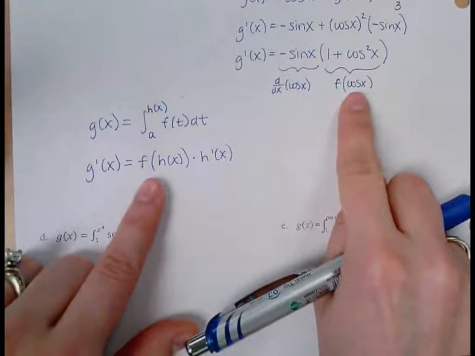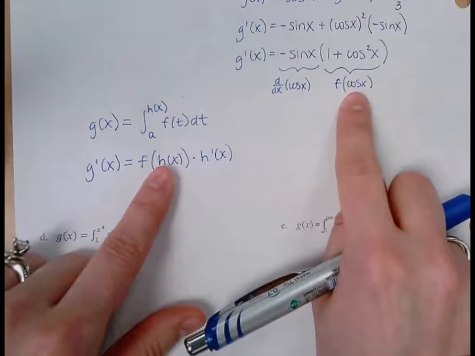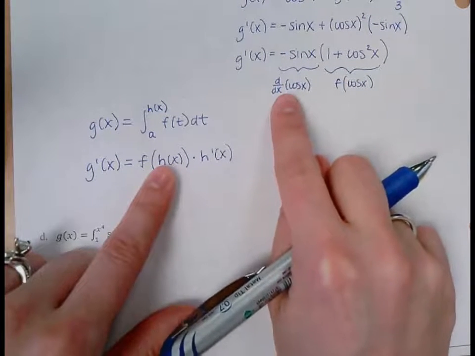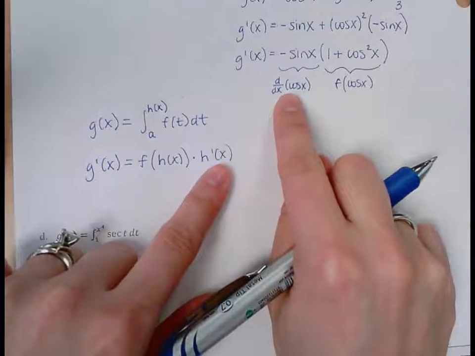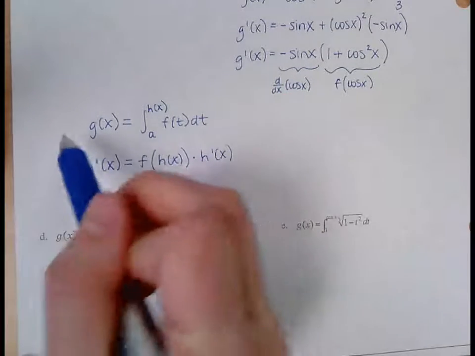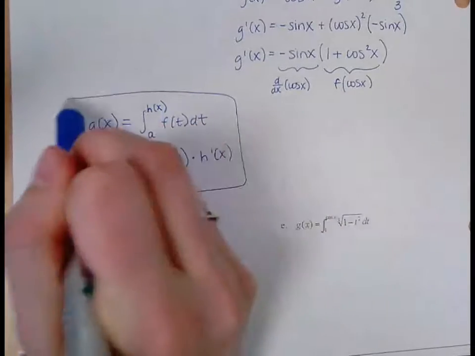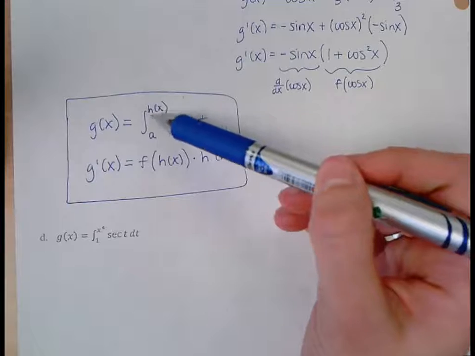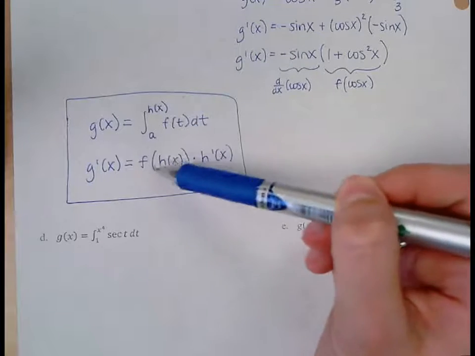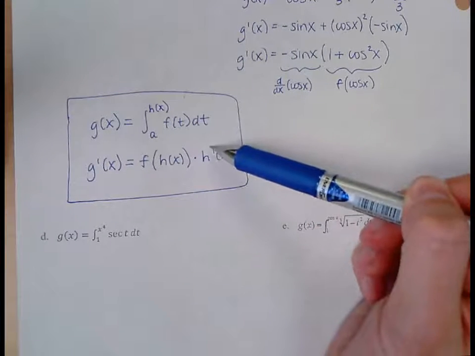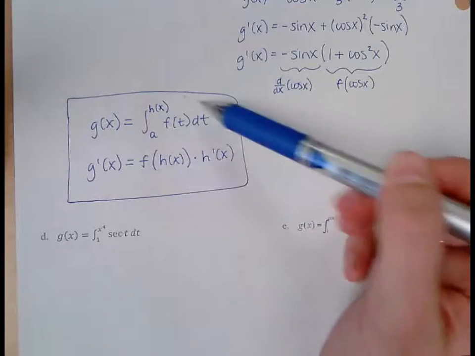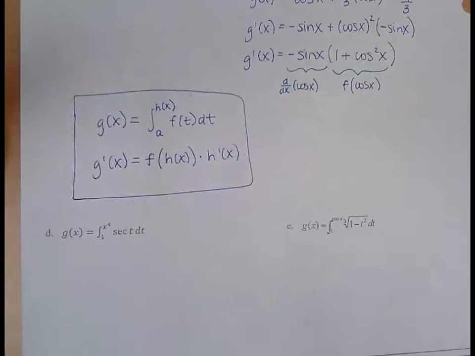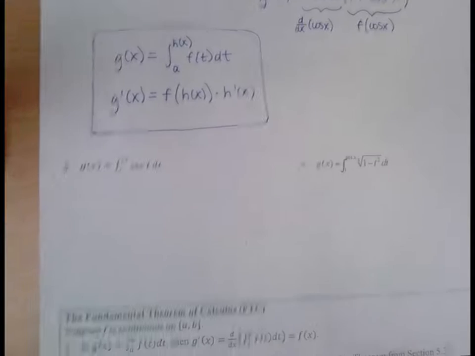Okay, so the f of cosine of x here would have been the f of h of x, and then the derivative of cosine here would have been the h prime. So this is kind of a separate rule. And that rule would still apply if this was just x. This would be f of x. The derivative of x is just 1. So this rule would still apply even if your upper limit was x, kind of tying that into what the first part actually says. So here's how to use it.